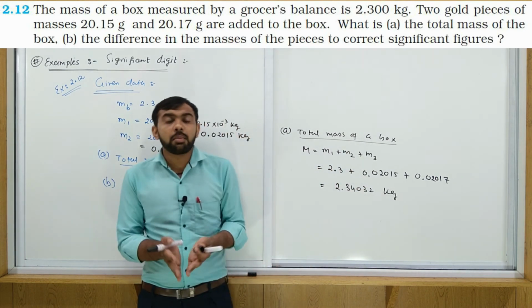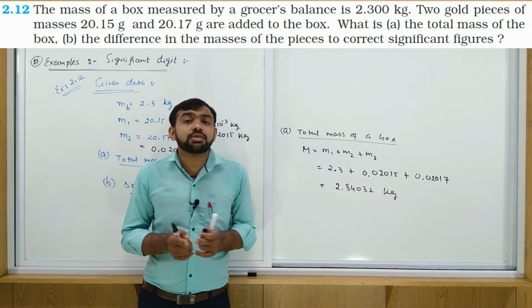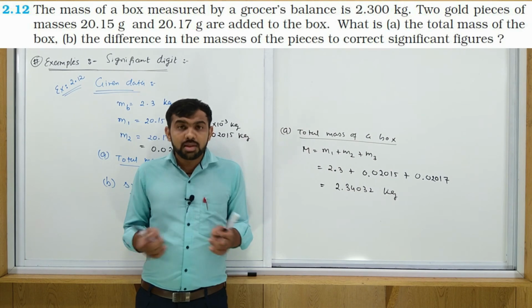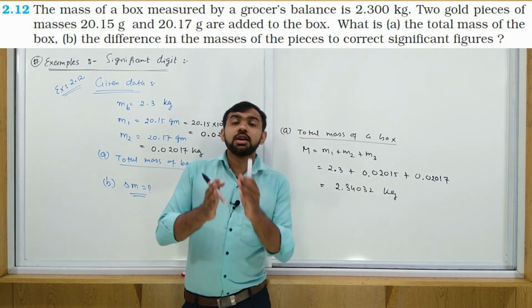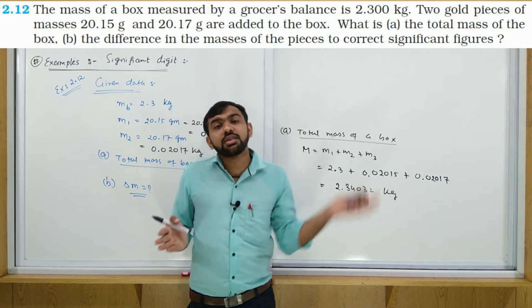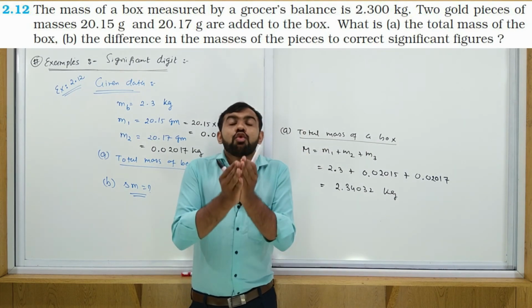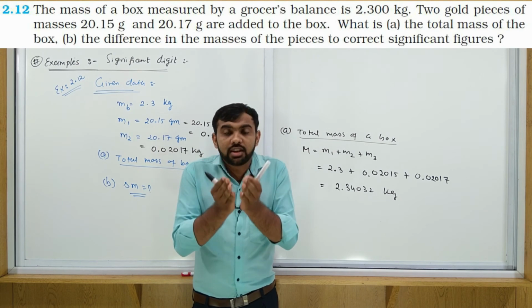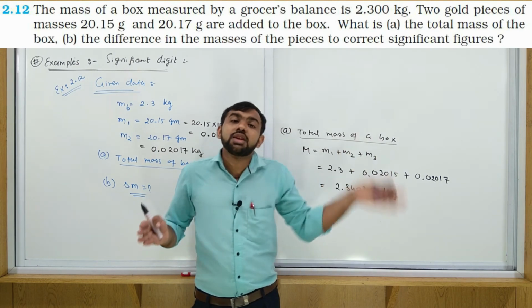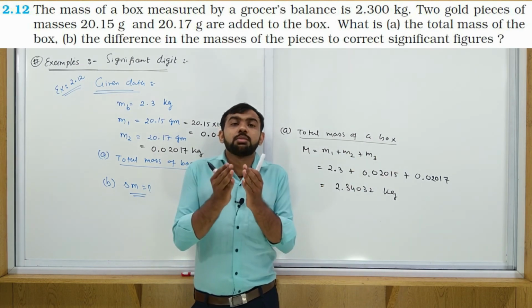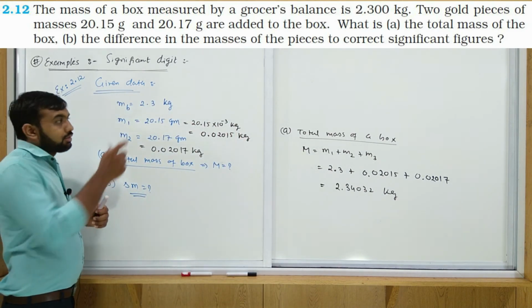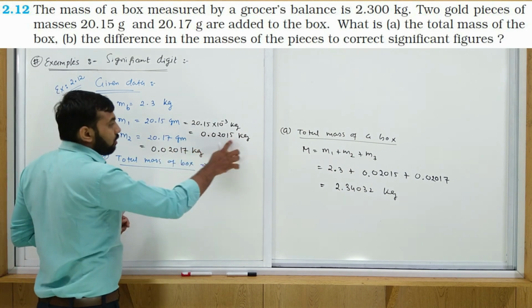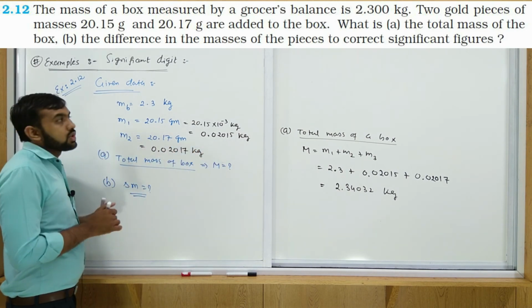In case of multiplication and division, we count the minimum number of significant digits in the whole number. But in case of summation or subtraction, we count the number of significant digits after the decimal point. So here how many digits after the decimal? 1, here 5, here 5. So which one is minimum?